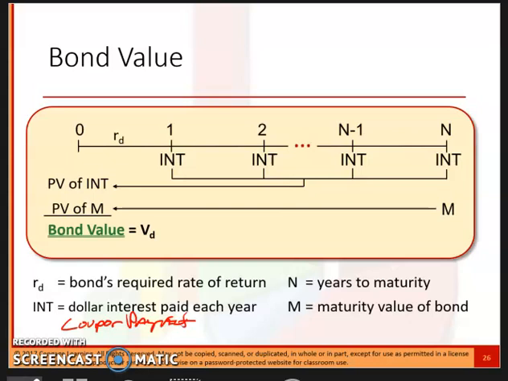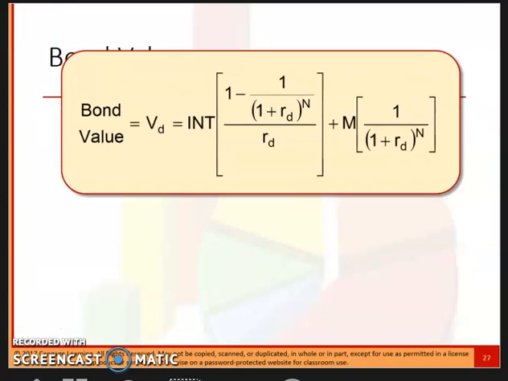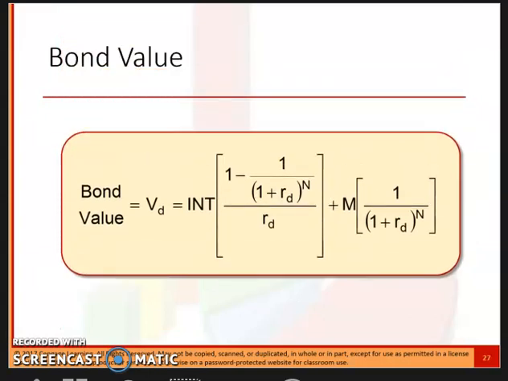For the most part, for all of our calculations on the exam, we will do semi-annual compounding. This is an annual compounding example. The formula for an annual: we take the coupon, multiplied by 1 minus 1 divided by 1 plus the yield to maturity to the n power. So n would be the number of years to maturity, and then we divide by the yield to maturity. And that gives us the present value.